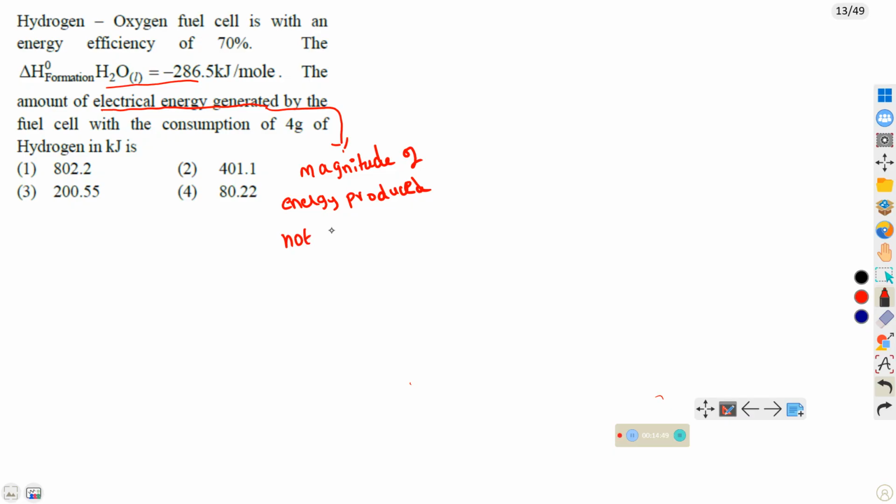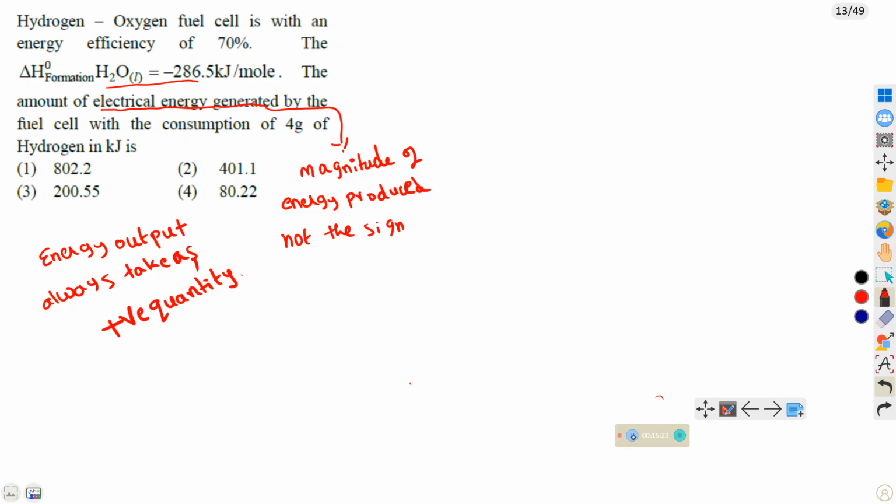Not the sign. Don't consider the sign. Why? Because here the question is energy output. How much amount of energy is released? Energy output is always taken as a positive quantity. Remember this point first of all.